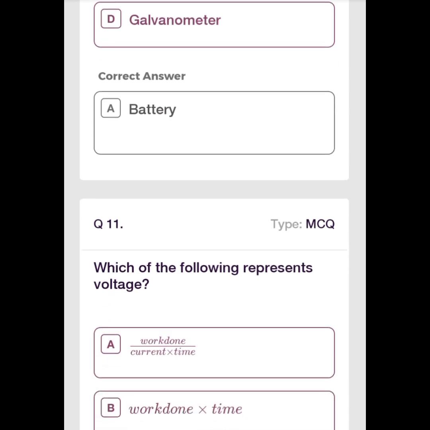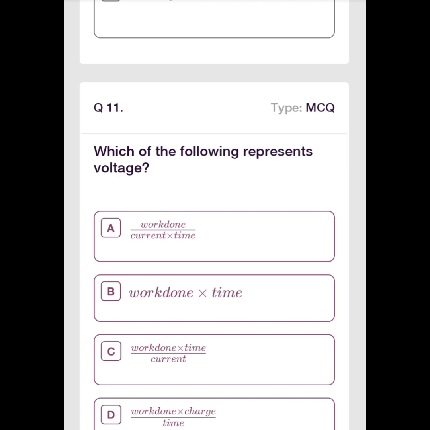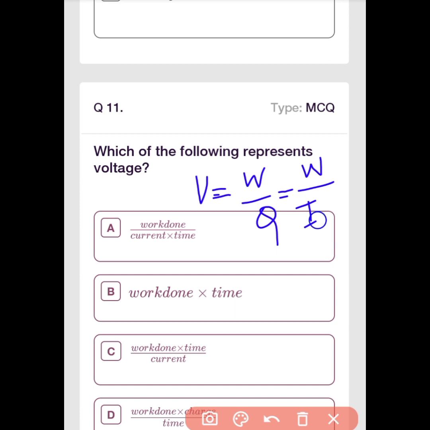Fine. Which of the following represents voltage? First, let us write the expression for voltage. We know V is equal to W by Q, isn't it? And how can we write Q? Q can be written as I into T, or we can write it as N into E. Okay, so we can write W divided by N into E. So let us see what all the options are given. Accordingly, we can choose the correct answer.